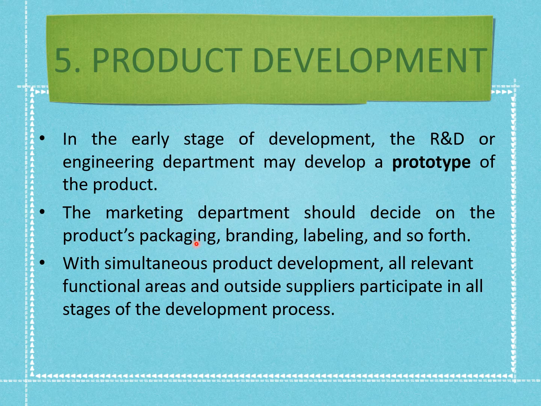If it's a flying car, then you will not need packaging. Perhaps you would be talking about, let's say, what color you want to give, the branding of that particular flying car and so on. And with this simultaneous product development, all relevant functional areas, everyone inside the organization, as well as outside suppliers will need to participate, so that you'll be able to move on to the next stage. Because once you want to sell that particular product, you must know there are suppliers that will help you supply your raw materials, in order for you to produce those products on a large scale.